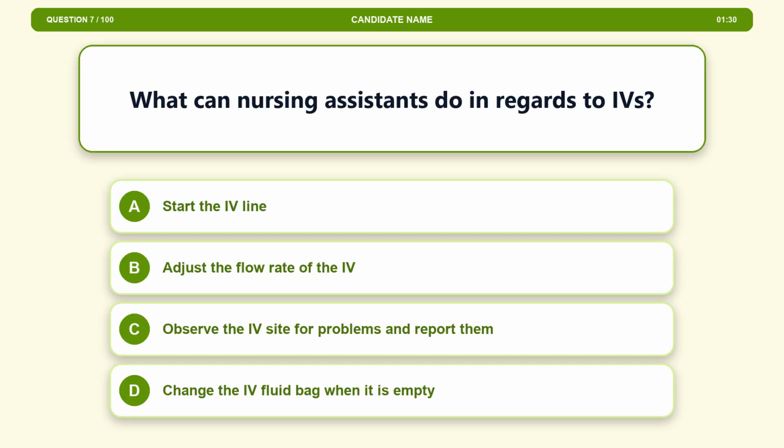Question 7. What can nursing assistants do in regards to IVs? Option A, start the IV line. Option B, adjust the flow rate of the IV. Option C, observe the IV site for problems and report them. Option D, change the IV fluid bag when it is empty.